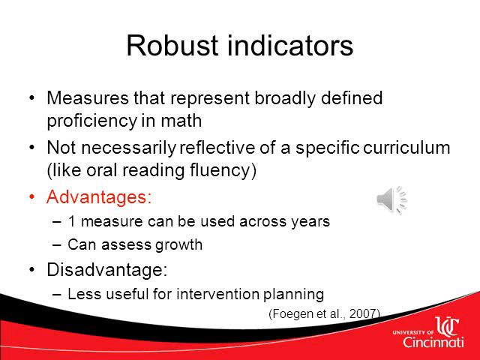Now we talk about our robust indicators. Here we're more talking about a general outcome measurement, and here is our CBM, which is our most research-based GOM model. And it's a measure that represents broadly defined proficiency in math, and it doesn't have to be linked to the specific curriculum. So like oral reading fluency. If we know a student's performing well with oral reading fluency, we know they're on track with reading overall. And when we use robust indicators, we know that students are on track with their math progress overall.